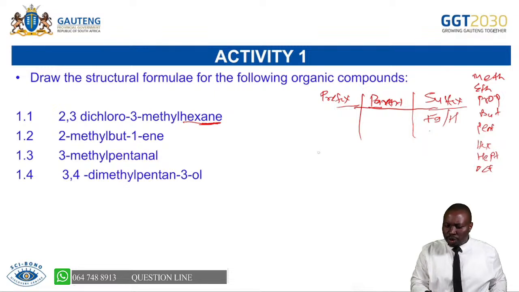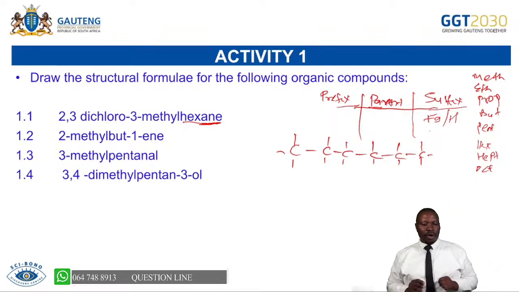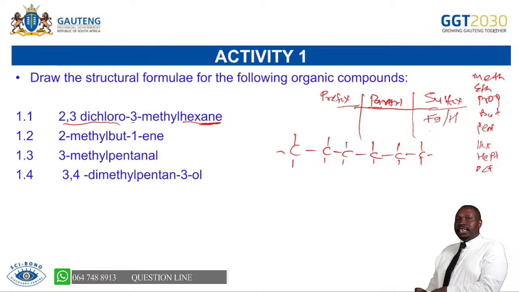So the first thing that you will do, you will draw your 6 carbons. Remember, we said carbon always must have 4 bonds around it. Those are the most important things that you must have. That is your hex now. You see that your hexane is like that. And then we are saying in carbon number 2 and carbon number 3, we have a dichloro. And in carbon number 3 again, we have a methyl. So that is very much important.